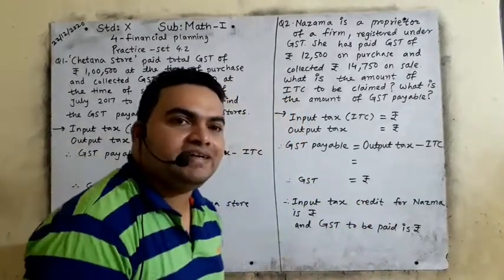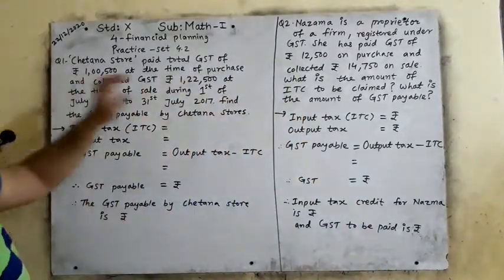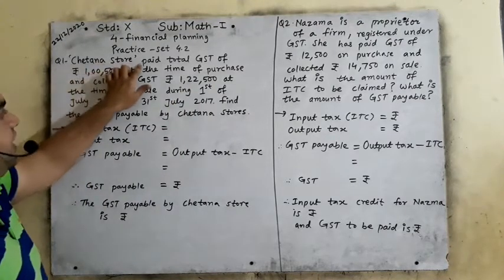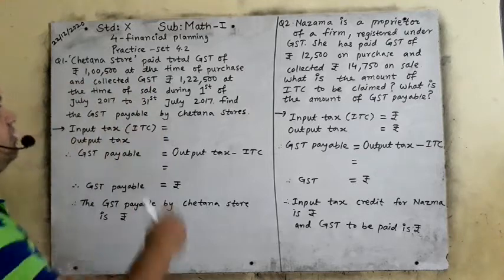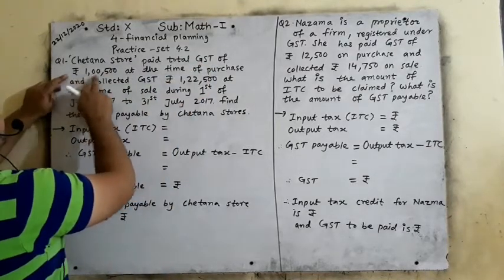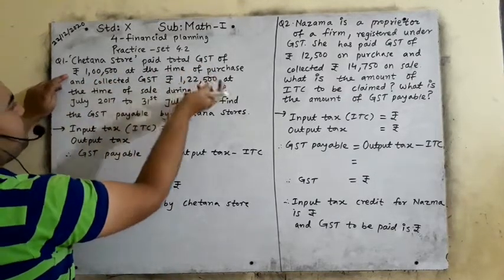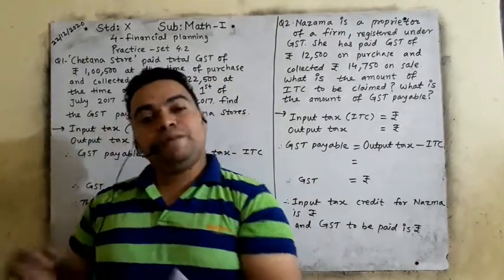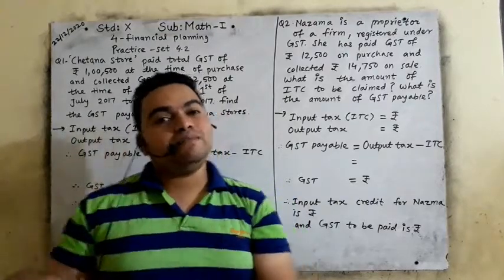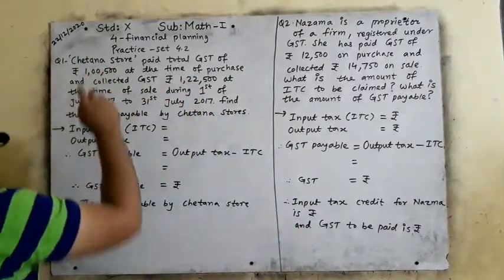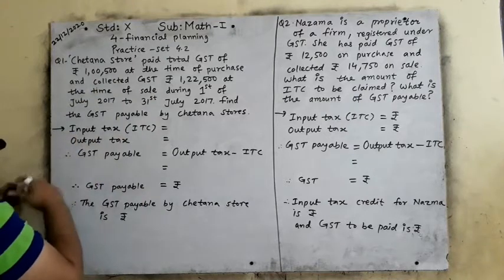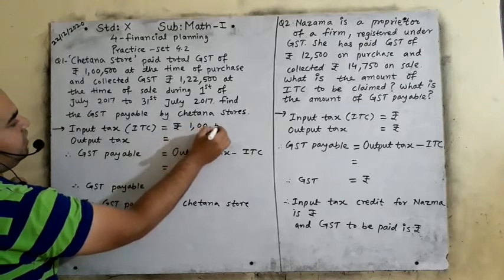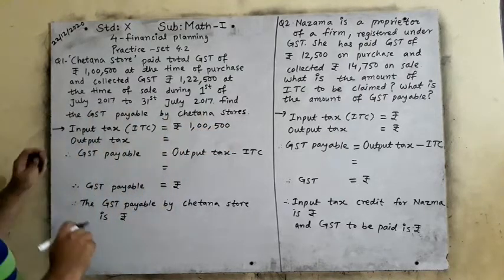So we will see the practice set 4.2, question number 1 and 2, both are same, very much easy. See question number 1, Chetna store paid यानी भरा total GST of rupees 1,05,000 at the time of purchase, that is called input. Okay, they paid, उन्होंने pay किया. That is called input. How much they paid? 1,05,000. So we will write here input tax, that is ITC is rupees 1,05,500.